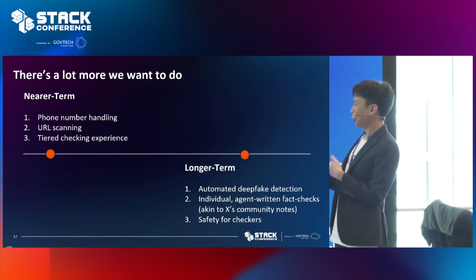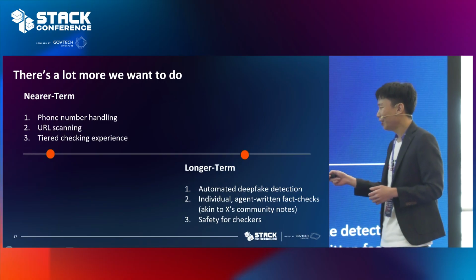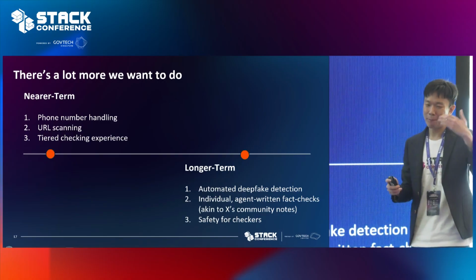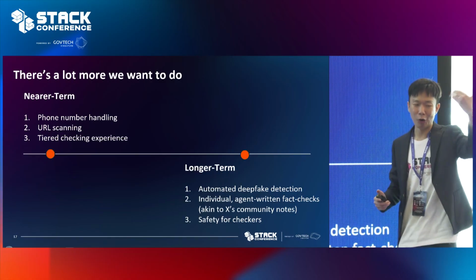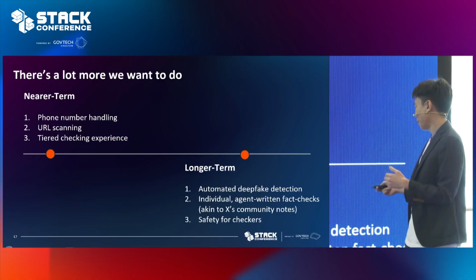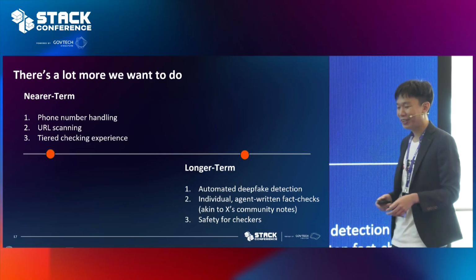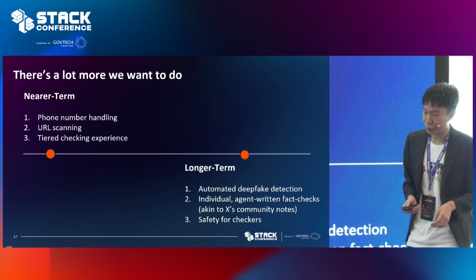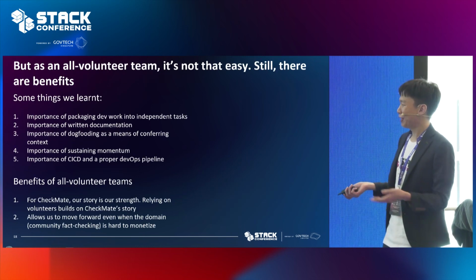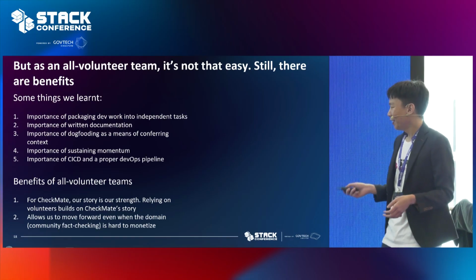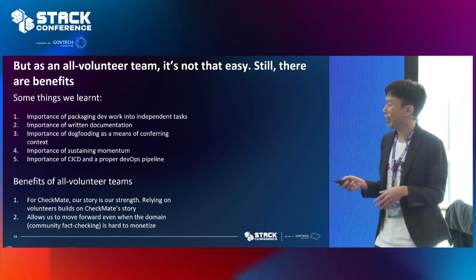So a lot more we want to do, right? We want to do phone number handling, we want to do URL scanning, we want to do a checking experience that is tiered, like if you are new, you do a simpler version, if you are more experienced, you do more. And also longer term, we want to do deepfake detection, fact checks that are written by the agent, things like that. There are a lot of things that we want to do. But at the same time, it's quite challenging because we are an all-volunteer team, right? So basically, these are some of the things that we are trying to do in a more open source type of way also, right?